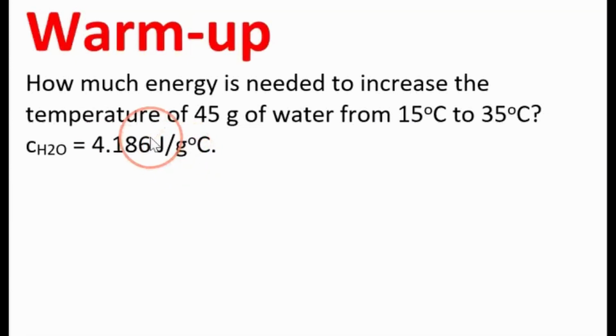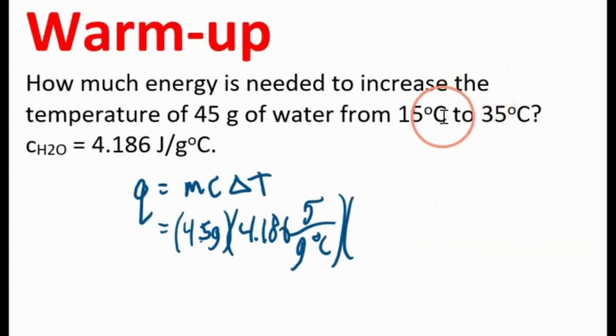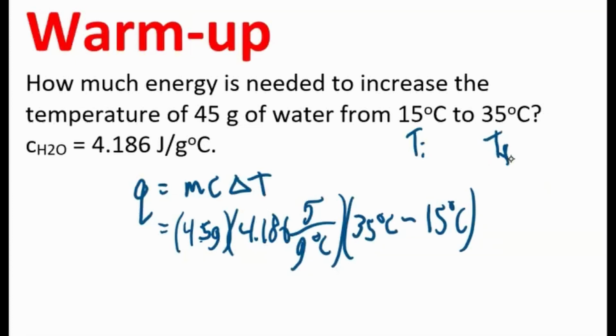Okay, so we'll start off with our equation, mc delta T, and I call this the MCAT equation because it looks like MCAT. So there's 45 grams of water, and the specific heat is 4.186. It's nice to put the units in just so we can see it all cancels. Grams, degrees Celsius, and the change in temperature: we're going from 15 degrees Celsius, the initial temperature, to 35 degrees Celsius, the final temperature. So it's 35 degrees Celsius minus 15 degrees Celsius.